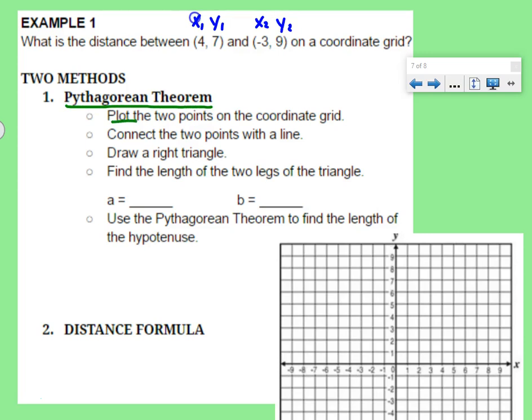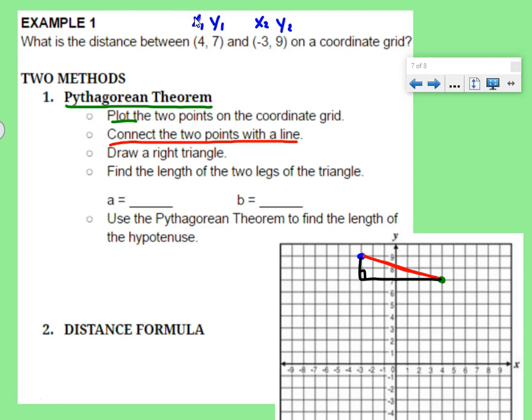So to do that, you're going to plot the points on our coordinate grid. So we'd have (4, 7), which would be right here. And then we would have (-3, 9), which is going to be right here. All right, we want to then connect the two points with a line. So I'm going to make that this red line. Then we want to draw a right triangle. To draw that right triangle, we're going to have to make a vertical line and a horizontal line, because those make a nice right angle.